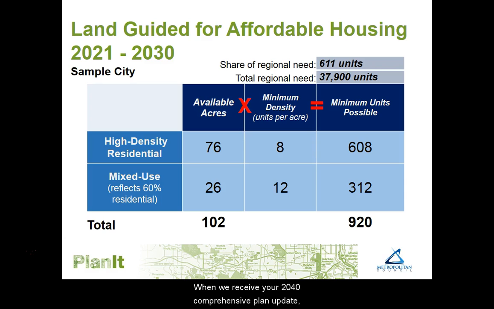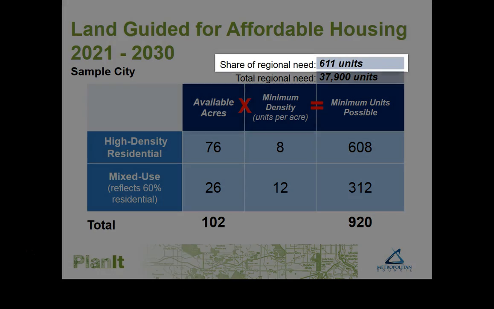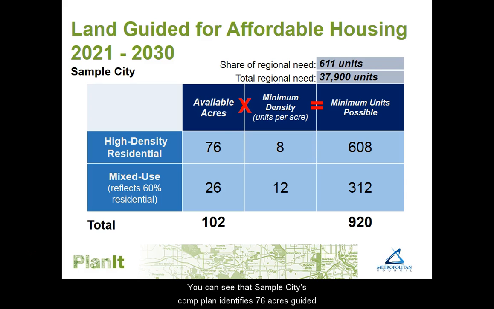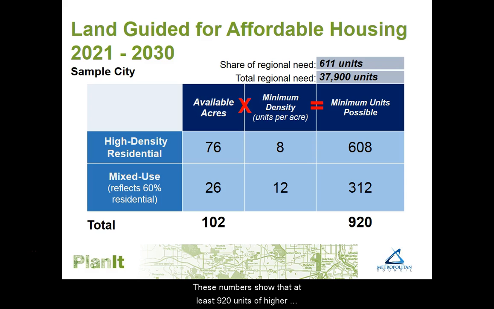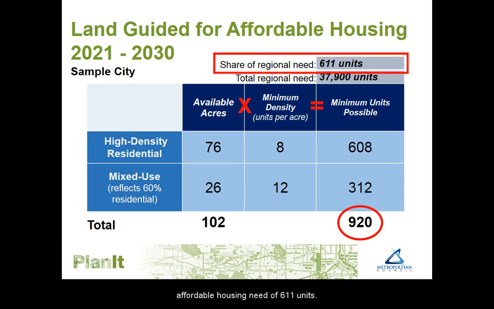When we receive your 2040 Comprehensive Plan update, we will use this information to create a tracking table unique to your community that looks like this. In this example, Sample City's affordable housing need is 611 units. You can see that Sample City's comp plan identifies 76 acres guided at a minimum of 8 units per acre and 26 acres at a minimum of 12 units per acre for future residential development. These numbers show that at least 920 units of higher density housing development is possible, more than sufficient for addressing their affordable housing need of 611 units.